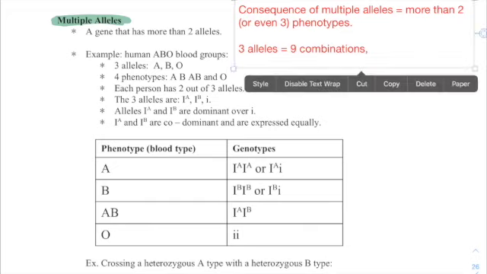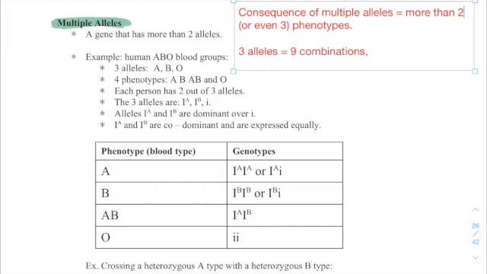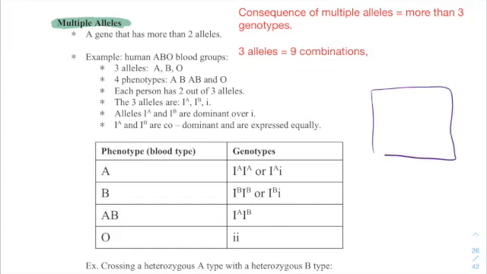So I was just trying to work out the math here. The consequence of multiple alleles is that you have more than three genotypes. For example, if you have three alleles, then you have 9 different combinations. How many of those are unique is what I was trying to figure out. So let's do a little bit of combinatorics here.